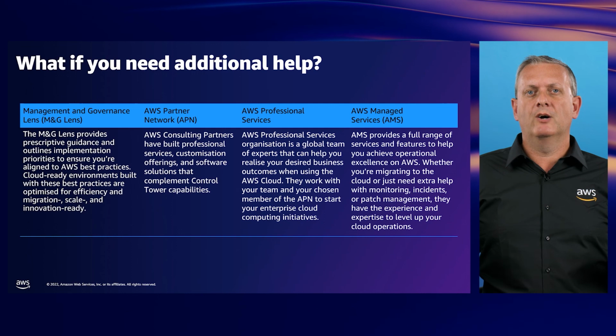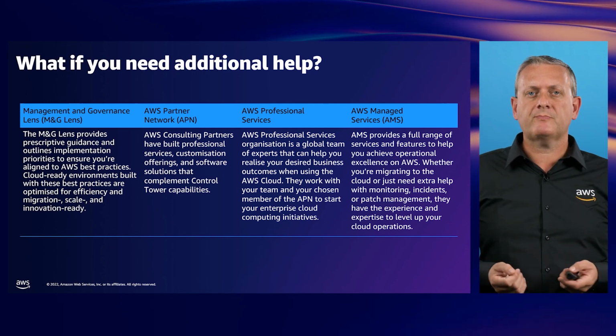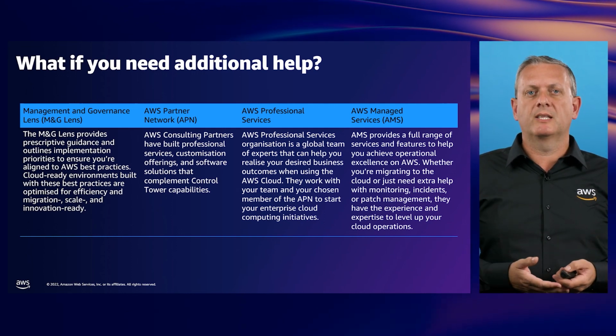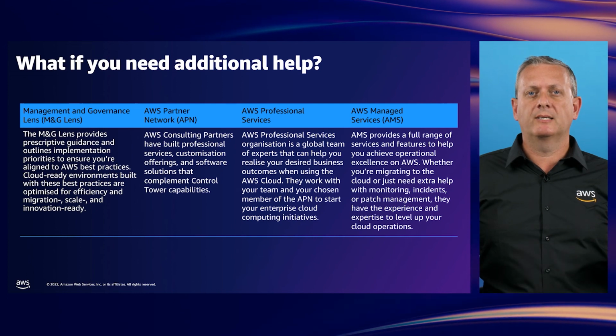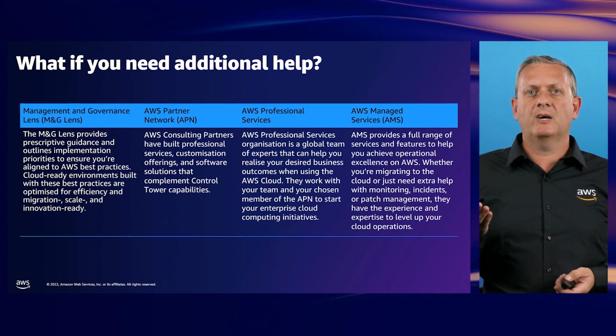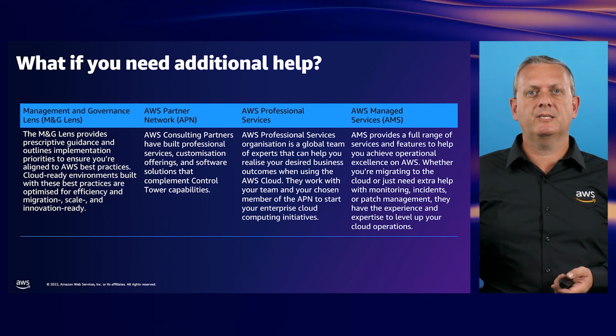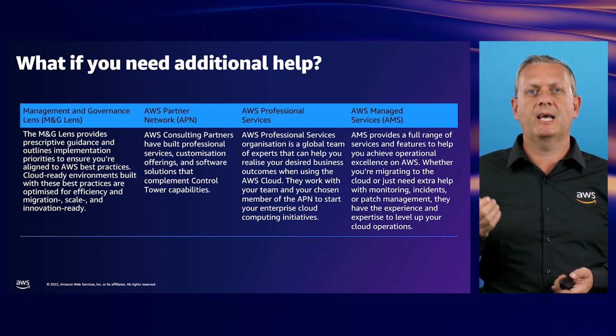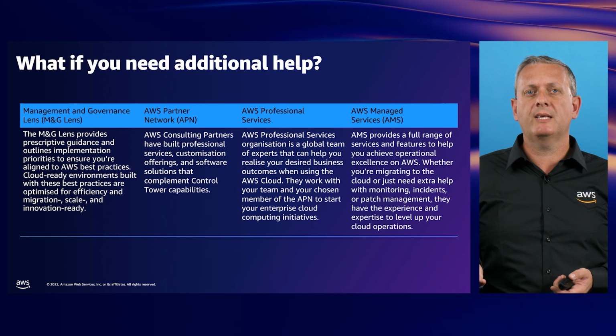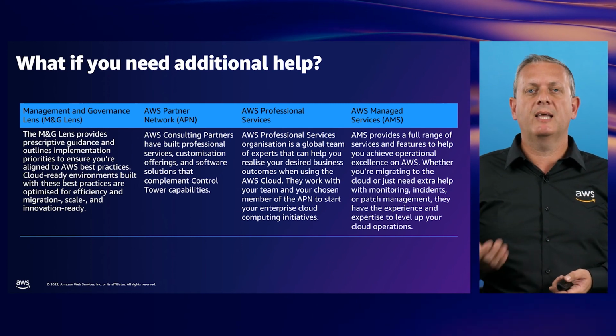If you need additional help, consider the following areas. The Management and Governance Lens is a companion to the AWS Well-Architected framework. It identifies an essential set of interoperable functions that outline implementation priorities customers should evaluate to make sure they are migration ready, scale ready, optimized for efficiency, and innovation ready.